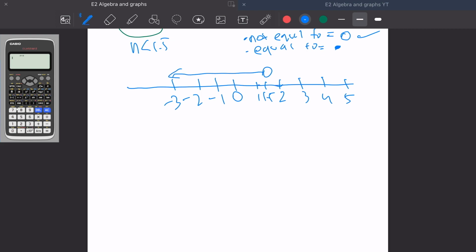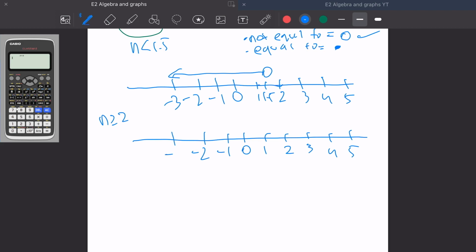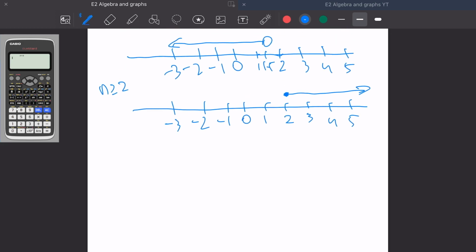Now, for example, if you had n is greater than or equal to negative 2. So I do this. 1, 2, 3, 4, 5. So n is greater than or equal to negative 2. So a shaded circle, and it's greater than, so it lies beyond negative 2. So like that.